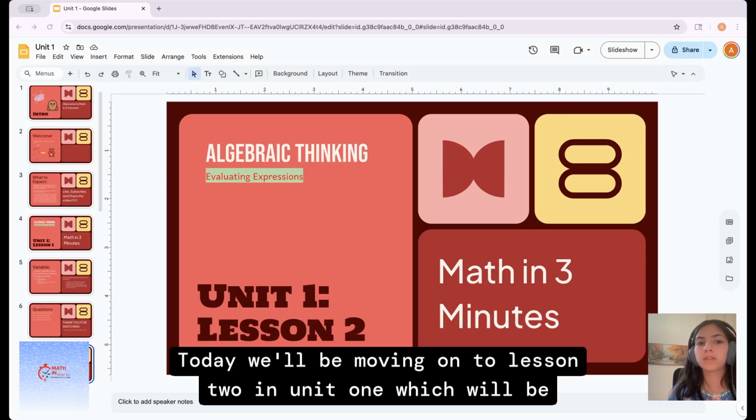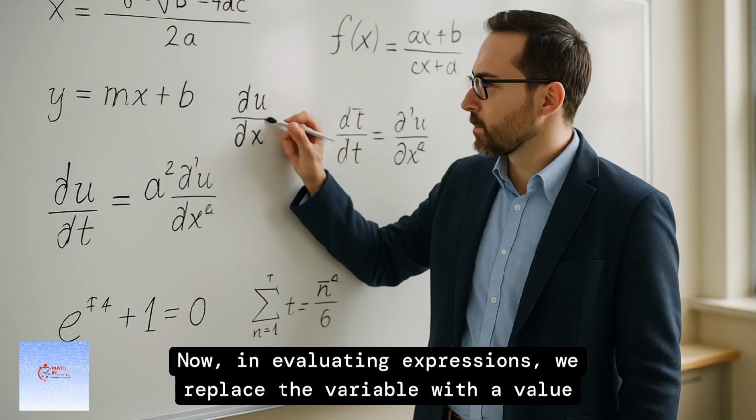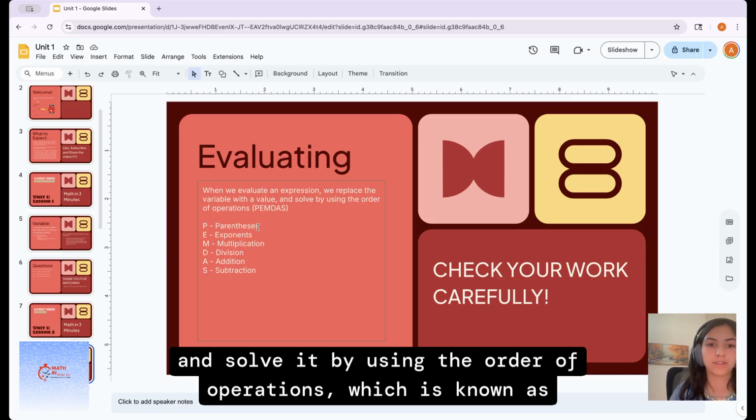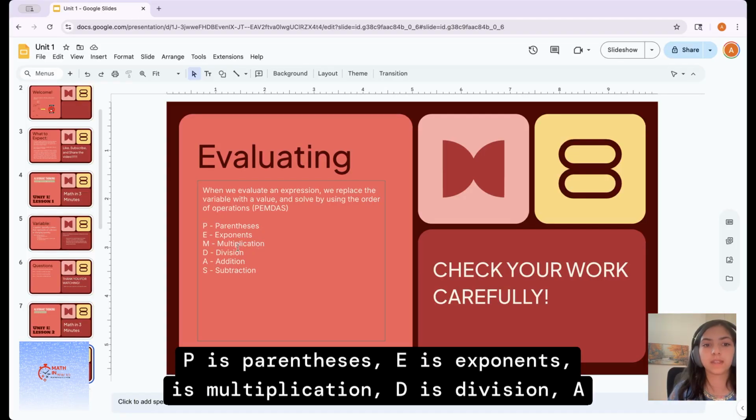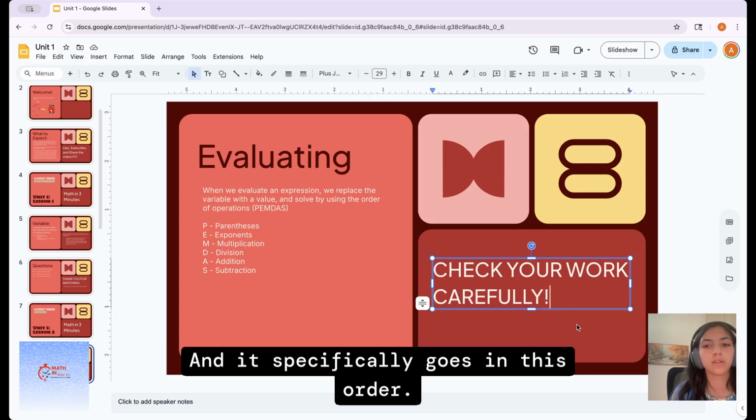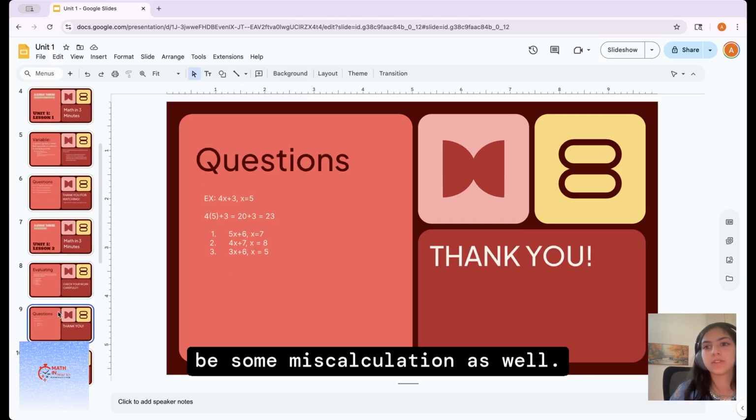Today we'll be moving on to lesson 2 in unit 1, which will be evaluating expressions. Now in evaluating expressions, we replace the variable with a value and solve it by using the order of operations, which is known as PEMDAS. If you don't know what PEMDAS is, this is what it stands for. P is parentheses, E is exponents, M is multiplication, D is division, A is addition, and S is subtraction, and it specifically goes in this order. Make sure to check your work carefully too, because there can be some miscalculation as well.